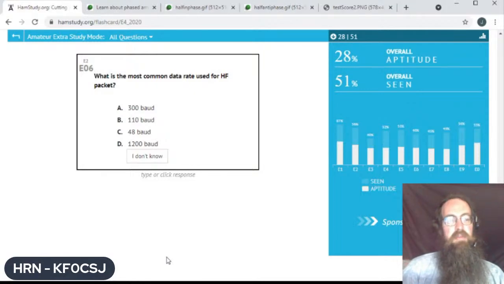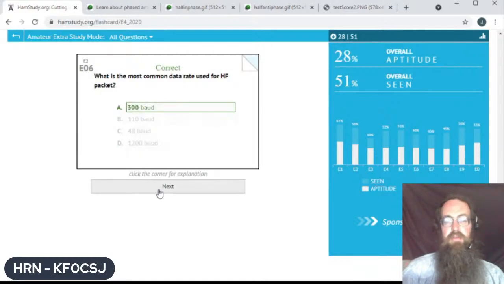What is the most common data rate used for HF packet? A, 300 baud, B, 110 baud, C, 48 baud, D, 1200 baud. I picked 1200 baud last time and I believe it is 300 baud. Yep.